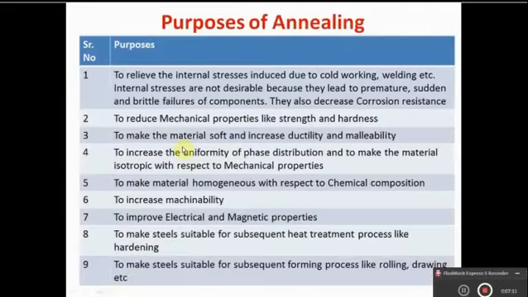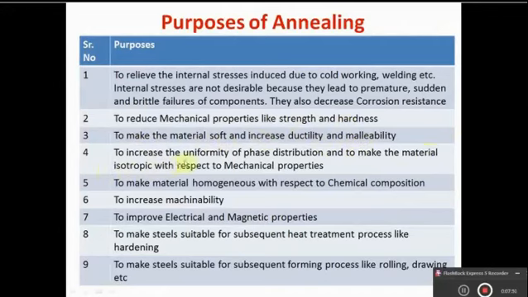So the purpose of carrying out annealing heat treatment is to relieve internal stresses induced due to cold working, welding or casting solidification. These internal stresses are not desired because they lead to premature failure of casting after assembly, sudden and brittle failure of the component, that is catastrophic failure. They also decrease corrosion resistance. Then to reduce mechanical properties like strength and hardness. Then to make the material soft and increase its ductility and malleability so that easy machining is carried out.